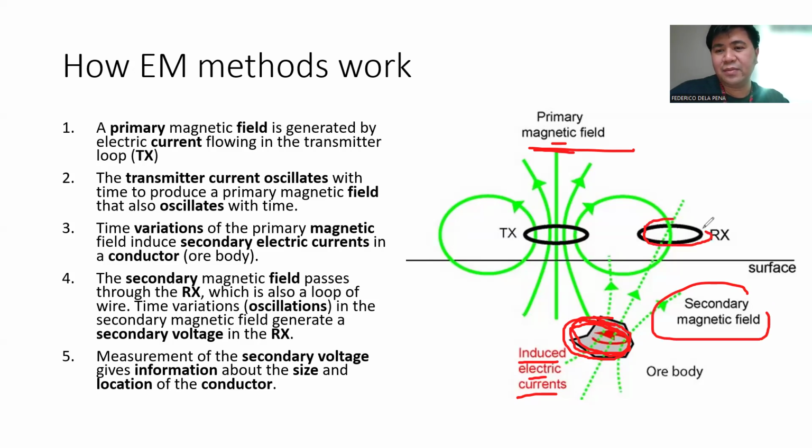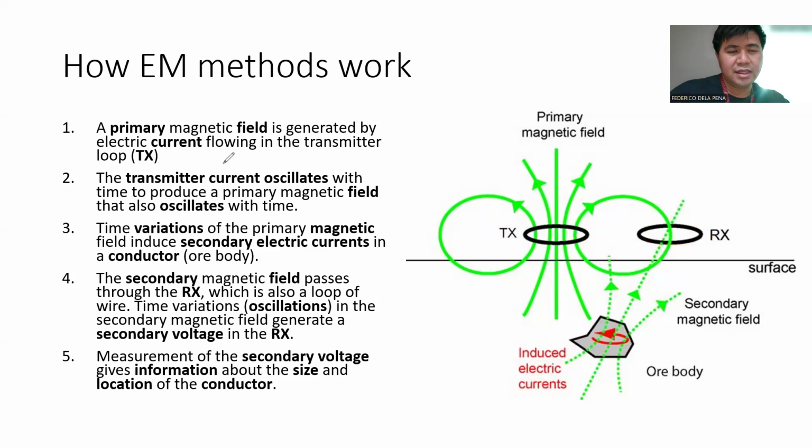And this will be detected by the receiver or the RX. Okay. So that's RX is receiver, TX is your transmitter. So step by step, the transmitter will first transmit a primary magnetic field. This is an equipment that contains a coil where you are running a current. So a physical coil with the current.